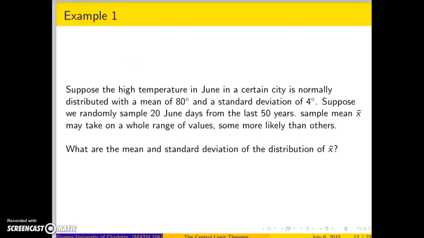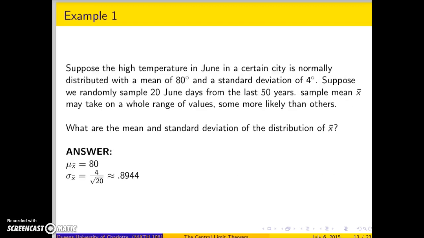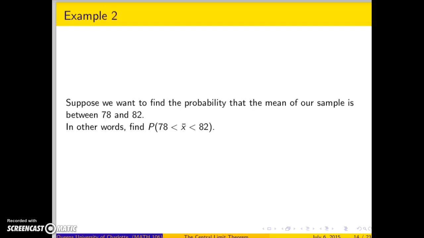So what would be the mean and standard deviation of X bar? We know that mu sub X bar would be mu from the original population, which is 80, and sigma sub X bar equals sigma, which is 4, over the square root of the sample size, which is 20. So we have 0.8944. So we can use this to find a probability.